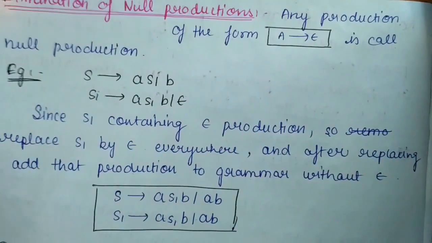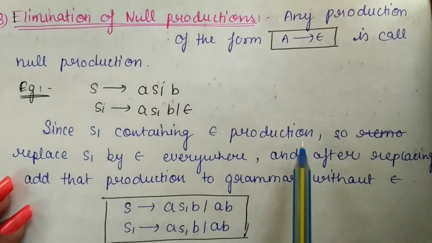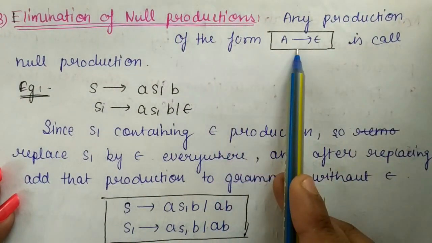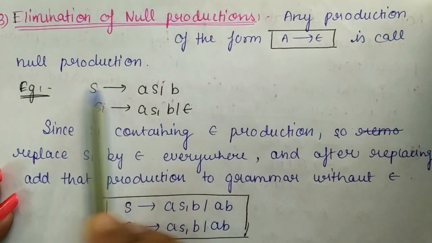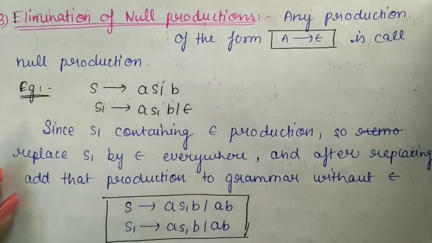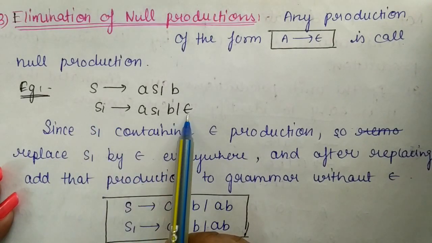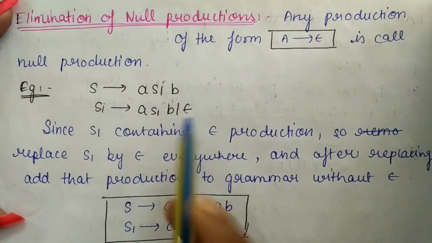Okay, now the third one is elimination of null production. So what is a null production, and how can we eliminate it? Any production of the form A tends to epsilon is called a null production. Now if you see this grammar, in this grammar we have a null production S1 tends to epsilon. Okay, now how can you remove this null production?